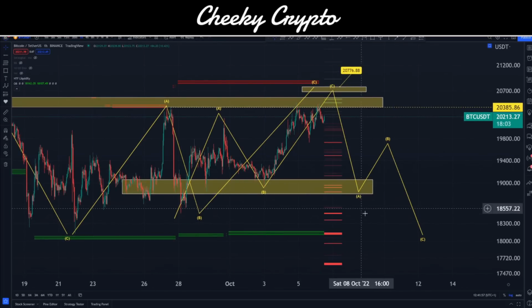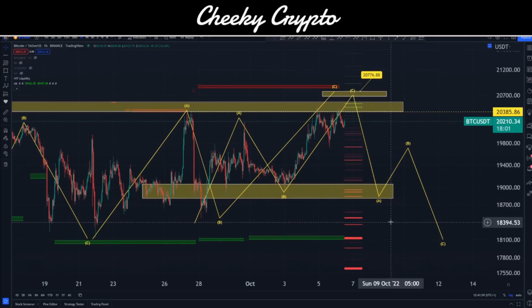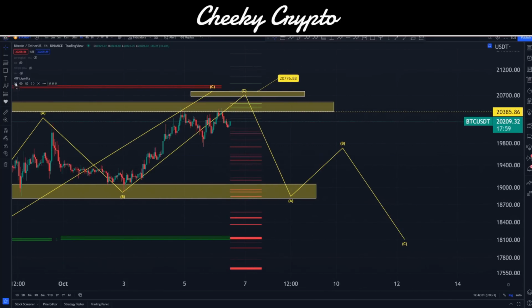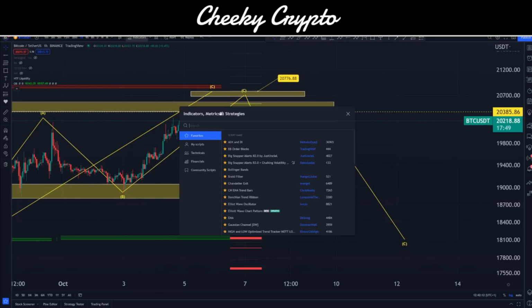This time what we're going to do is take a look at the HTF liquidity indicator. For anyone who's interested, the order blocks, these red and green blocks, this is the indicator BB Order Blocks by TradingView Trading Wolf, I think. Let me just check. Yeah, right here. So BB Order Blocks, Trading Wolf. Okay, that's who creates that.